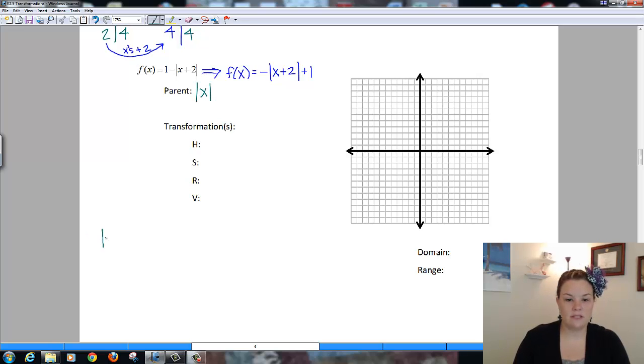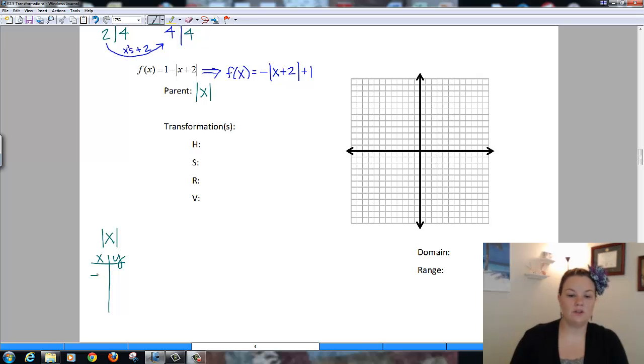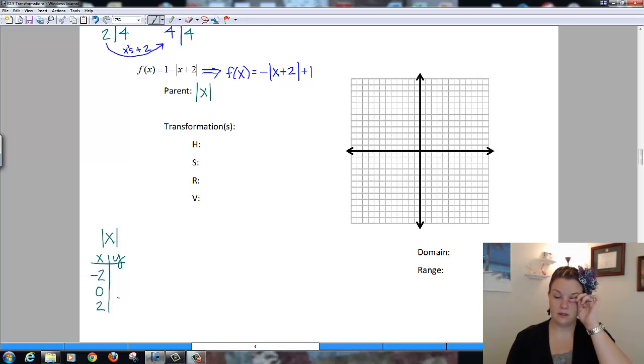So I'm going to go ahead and go down here and make an xy table using the absolute value of x. Okay, I know that the absolute value function should make a v, so I'm going to plug in negative and positive values. On your table of values, as long as you have at least 3 good points that give you a good shape, I'm okay with that. Okay, if you have something like a cubic or something that has a little bit more complicated shape, you might want to use more values. Okay, but 3 is usually the rule of thumb that you need at least 3.